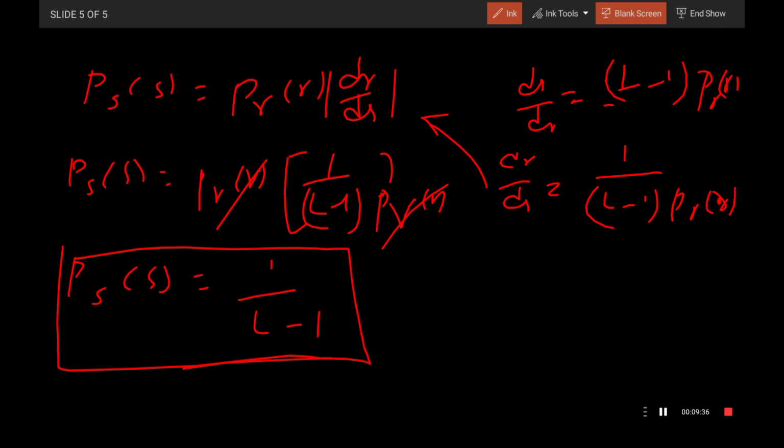So from this equation, what we are getting is that PS of S is a uniform probability density function. Simply stated, PS of S is always uniform, independent of the form of PR of R. We are not considering PR of R; in respect of PR of R, we are getting the corresponding values in a uniform manner. That is the basic intention behind histogram equalization.